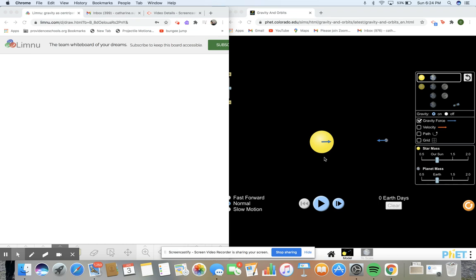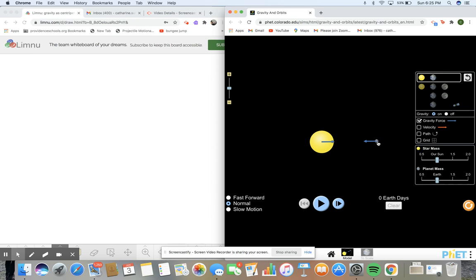So hopefully by now you've figured out some of the relationships between the settings we can control on the simulation and the gravity force and the velocity vectors on the planet and the sun. So I just want to really explicitly point out the things that are affecting these two variables, the gravity force and velocity. So first, let's talk about gravity force.